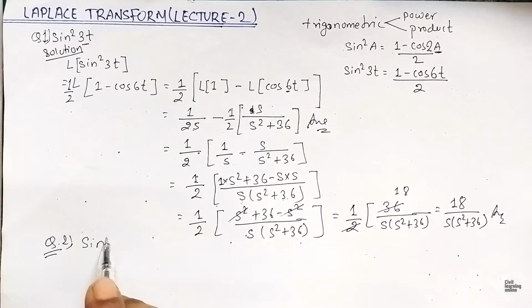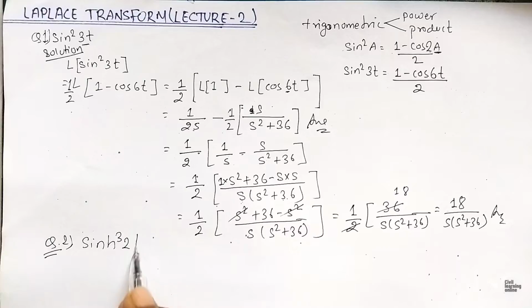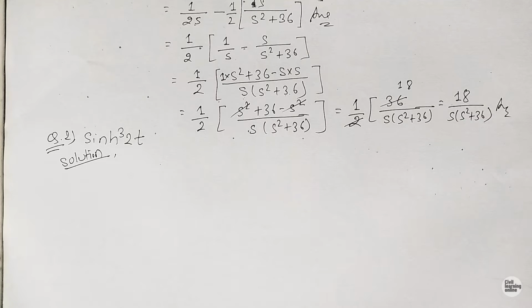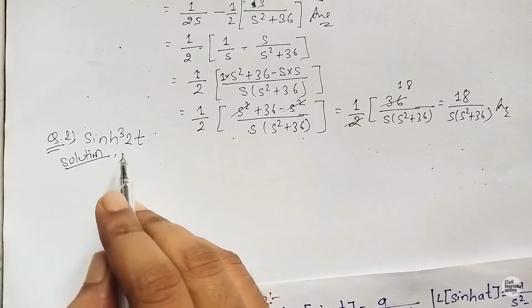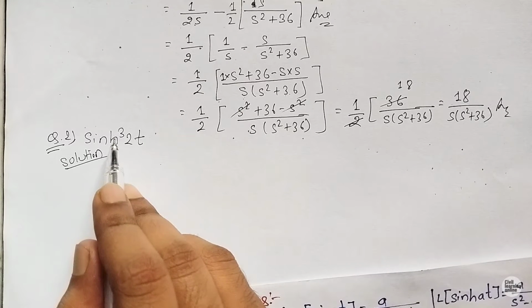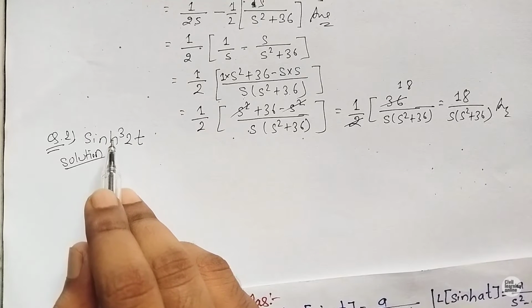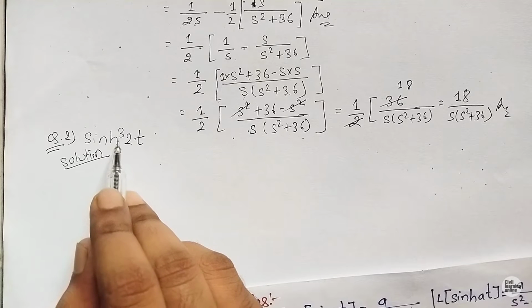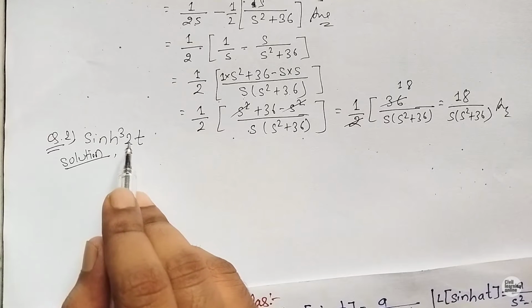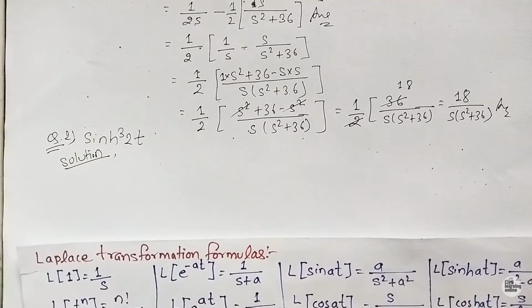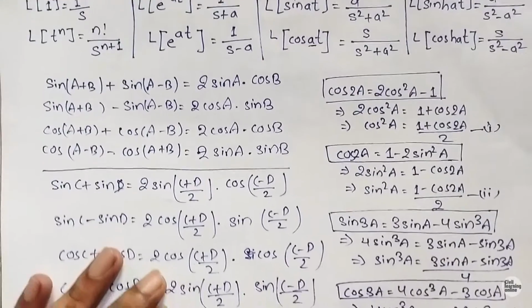Sine hyperbolic cube 2t. Write down the solution, proceed. So as you know that whenever we come to face the trigonometric function, then we should check for the power as well as the product of the trigonometric function. As you can see here, sine hyperbolic 2t has power 3. It means we have to remove the power from here. So in order to remove the power, we have to use the formula.